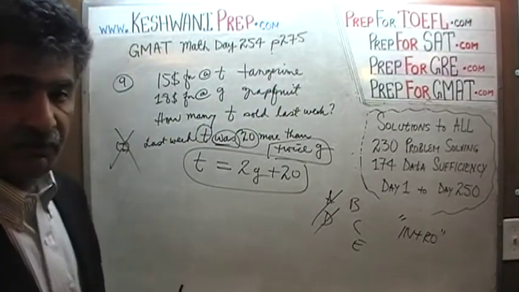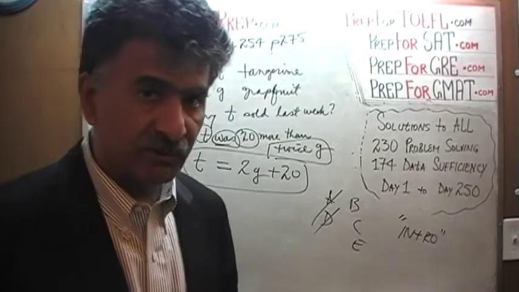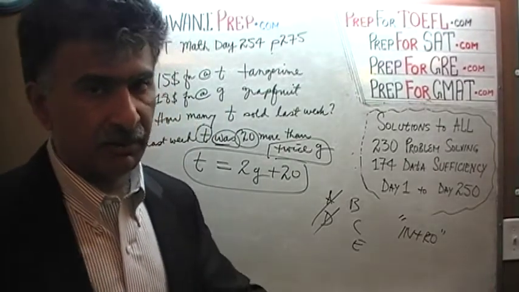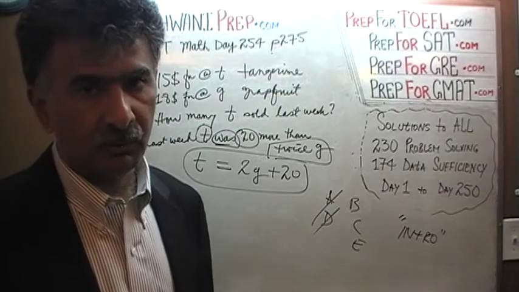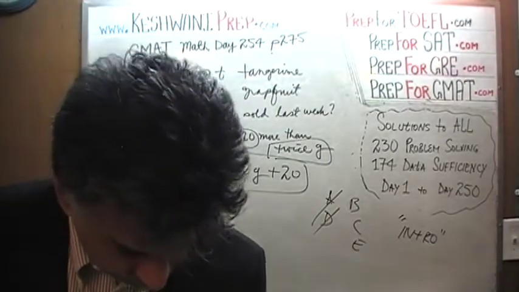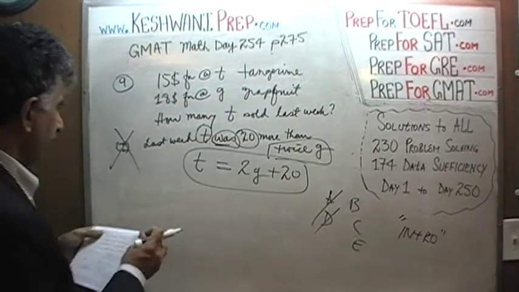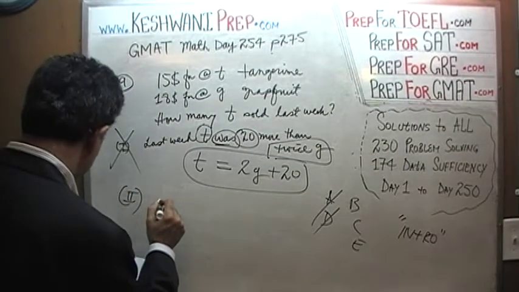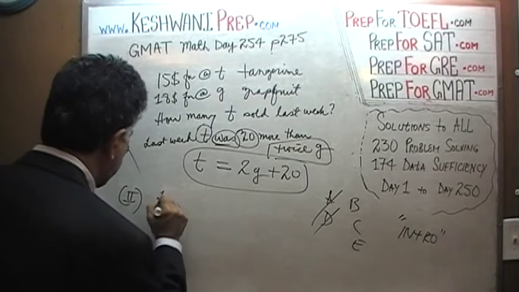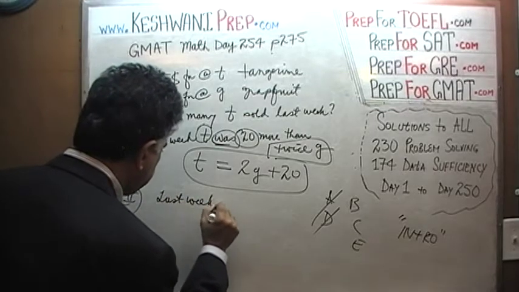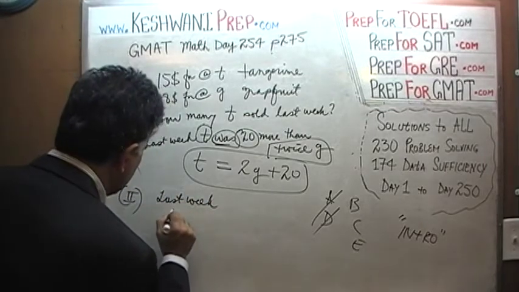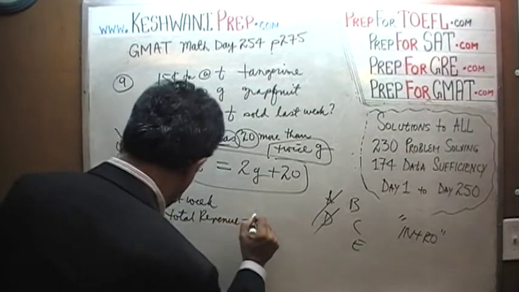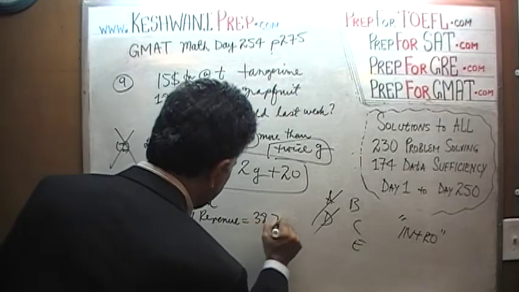Now my gut feeling tells me that perhaps they will tell us something useful in the second statement which will enable us to extract another equation, and then we'll have the two equations that we need to solve for the two unknowns. Let's see what they tell us. In the second statement they tell us that the total revenue last week was 38,700.